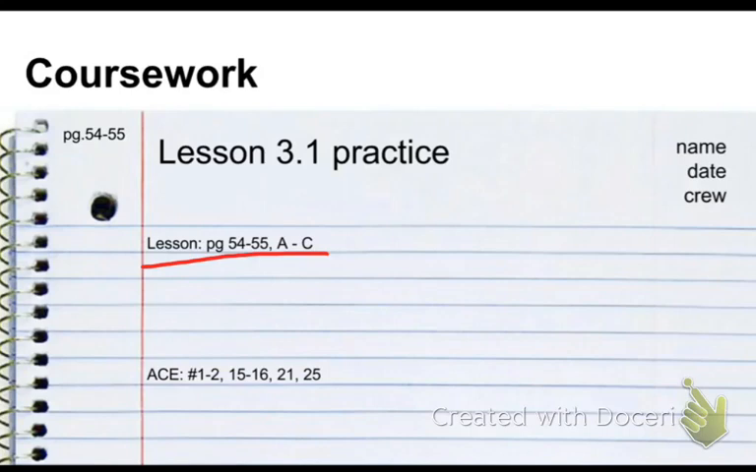And your ACE questions are going to be at the end of this investigation, and they will be problems 1 through 2, 15 through 16, 21, and 25. Okay, go ahead and begin.